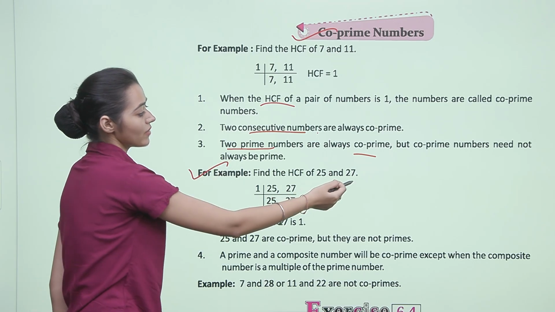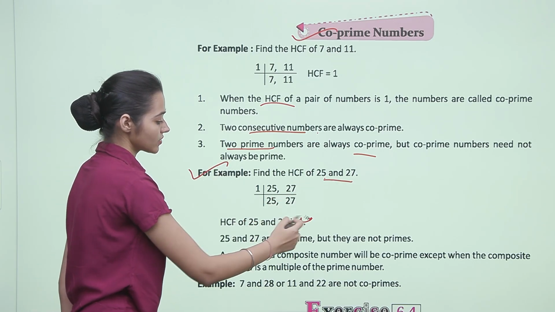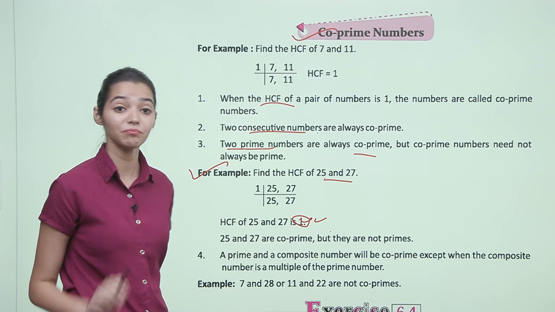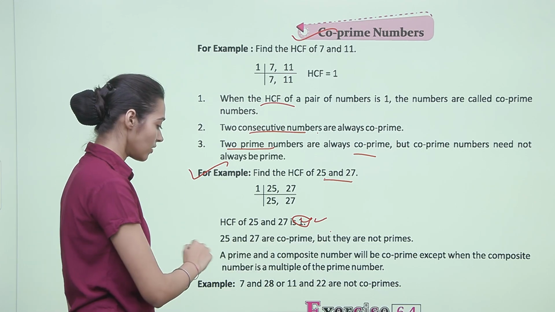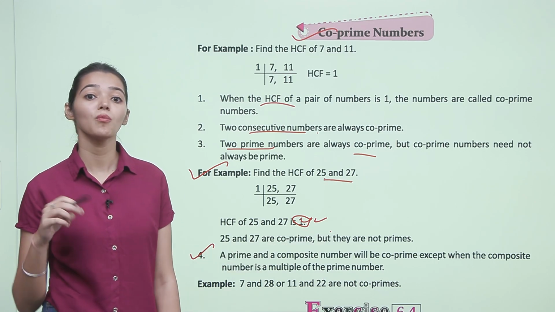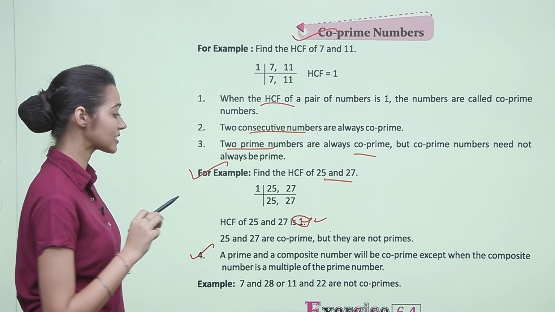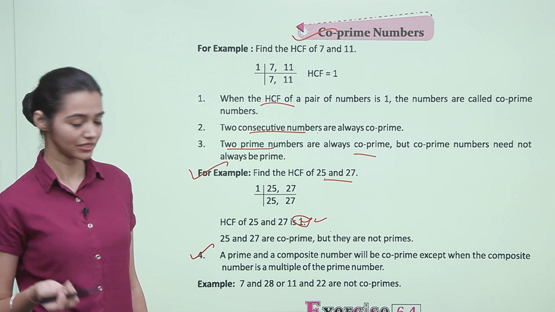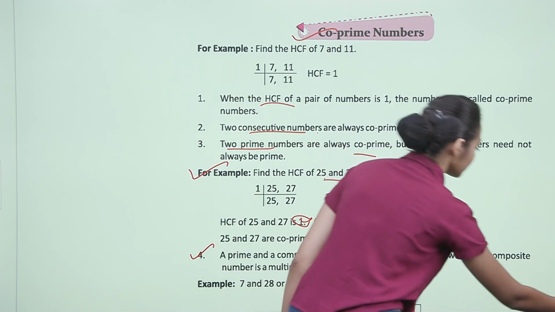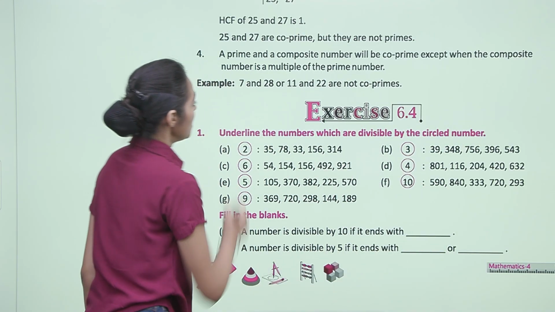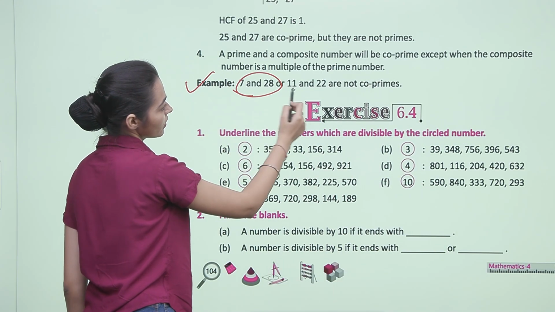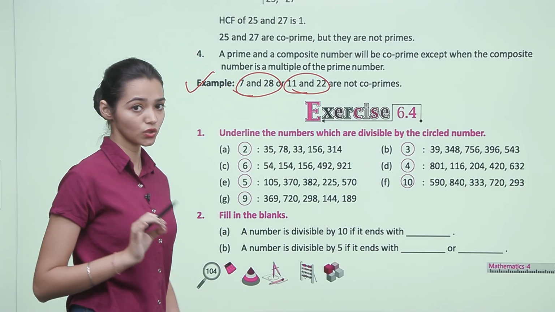Now for example, we have to find the HCF of 25 and 27. The HCF is 1, so that means they are co-prime but not prime numbers. Now in the fourth one, a prime and a composite number will be co-prime except when the composite number is a multiple of the prime number. For example, 7 and 28 or 11 and 22 are not co-primes.